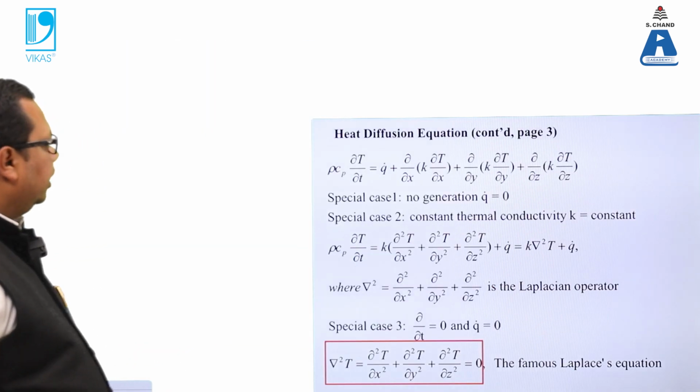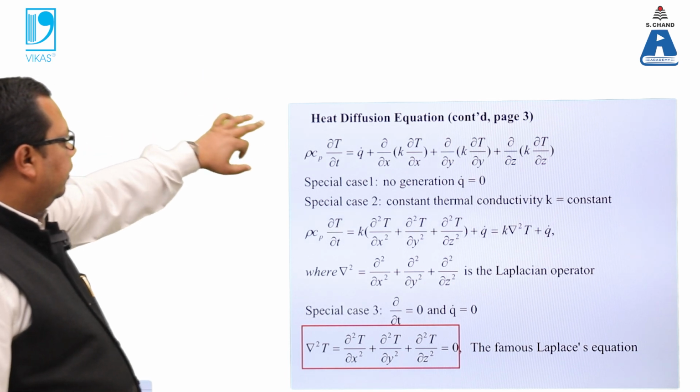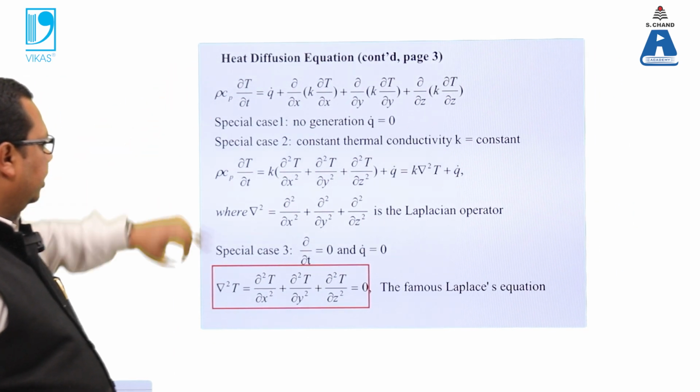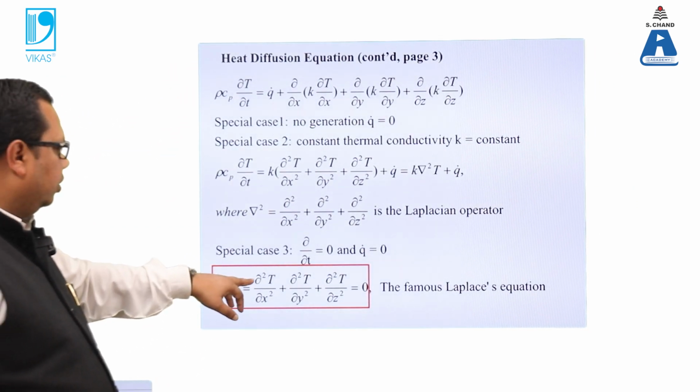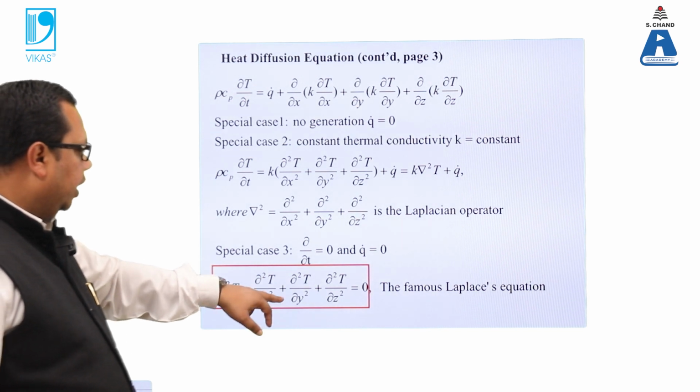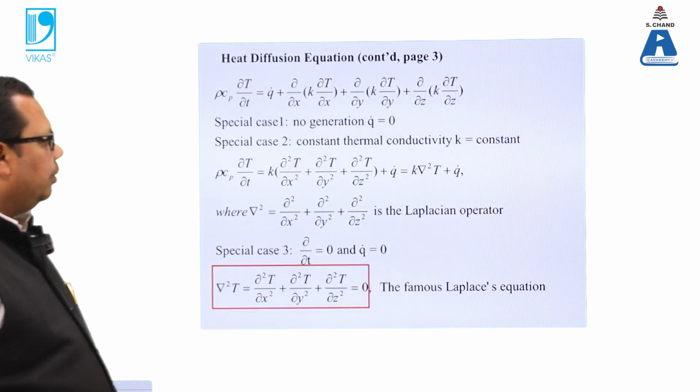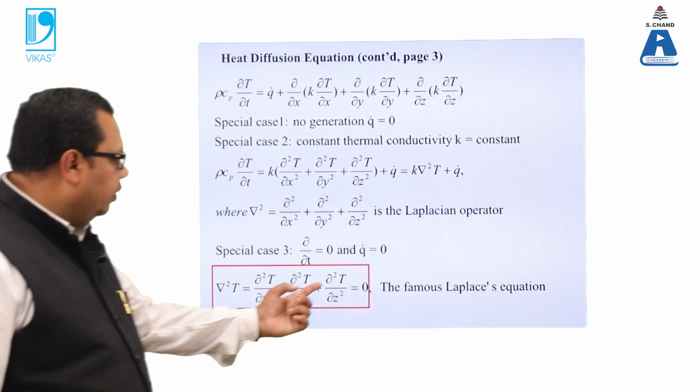Now we can see here that we have done the heat diffusion equation a little bit, but again here we can see that del squared T is equal to d2T/dx2 plus d2T/dy2 plus d2T/dz2 is equal to 0. This is the Laplace equation that we form. Here also we can see 0.